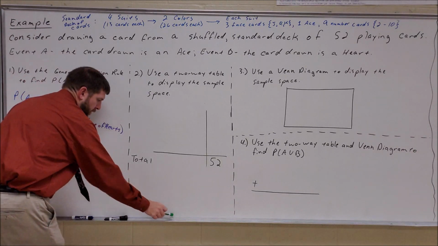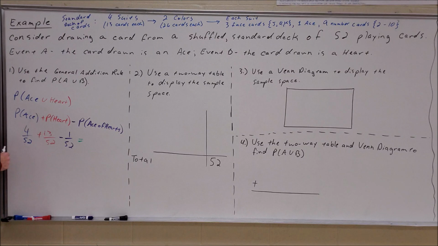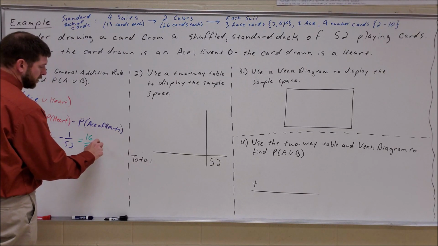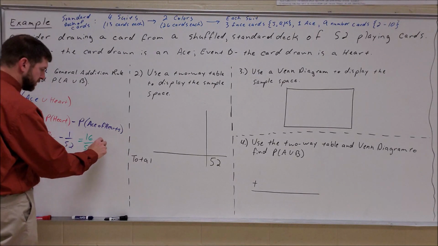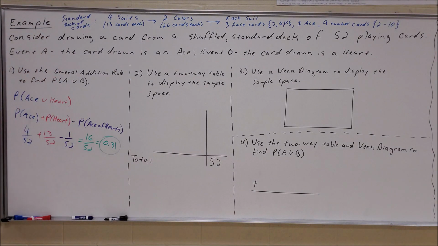So when we go through and do all those calculations, 4 plus 13, right, minus 1, so that's going to give us 16 out of 52, which is approximately 0.31. So that's going to be our probability. So that's using general addition.